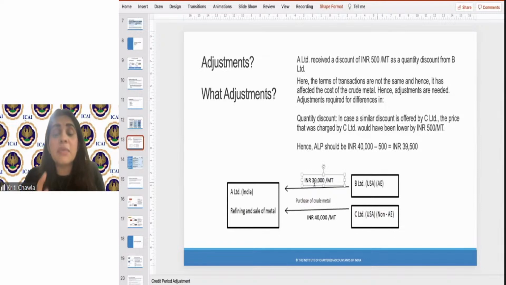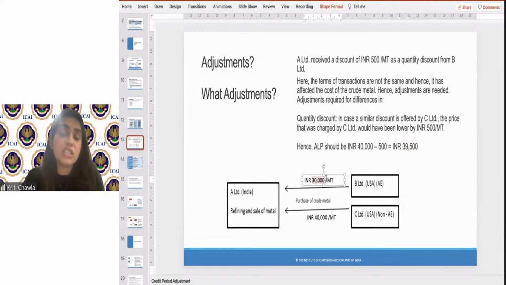You should have charged them 39,500 rupees, because that was the open market price, or the arm's length price. We've done that using the CUP method, because we knew there was a comparable company, C Limited, available. So there will be an adjustment of 9,500, because you've already charged them 30,000 rupees, but you should have charged them 39,500 rupees.